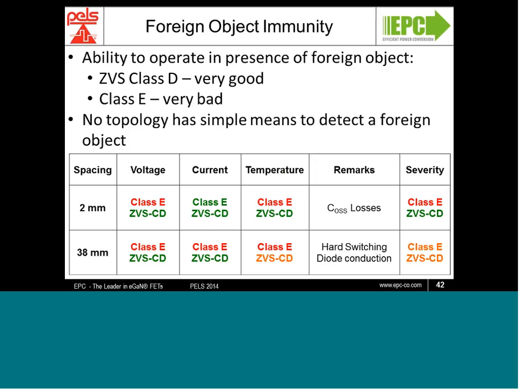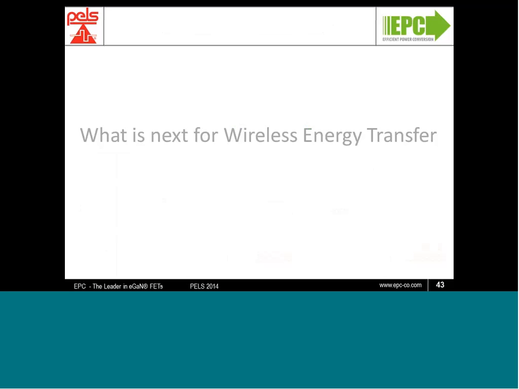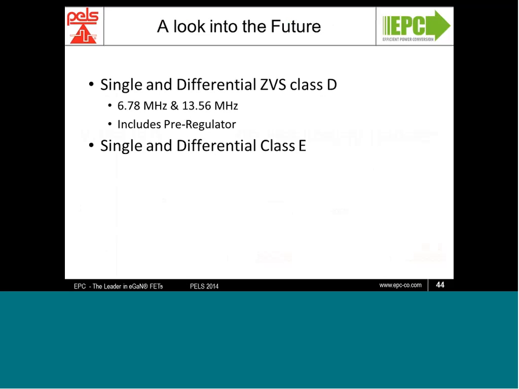So what's next for wireless energy transfer? Let's look into the future. EPC is developing new demonstration boards based on the single and differential versions of the ZVS Class D amplifier, and they can operate at both 6.78 megahertz and 13.56 megahertz. We've done a lot of work to understand how these circuits work, and we've included a pre-regulator so that when the coils are operating and you remove the device completely, the regulator will just take over and prevent the circuit from operating with too high losses. It works very well, and the circuits can operate without intelligent control.